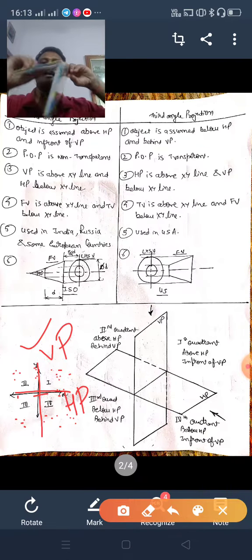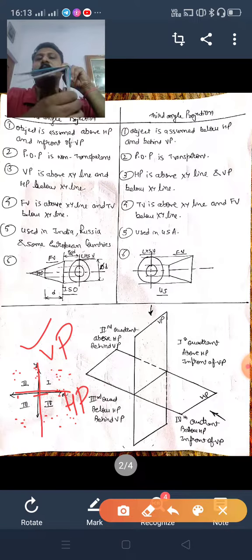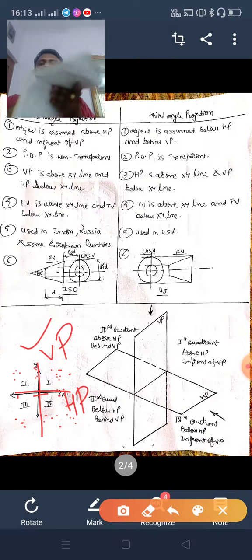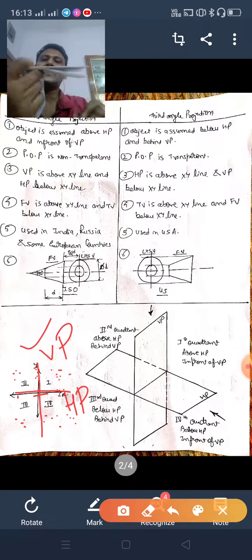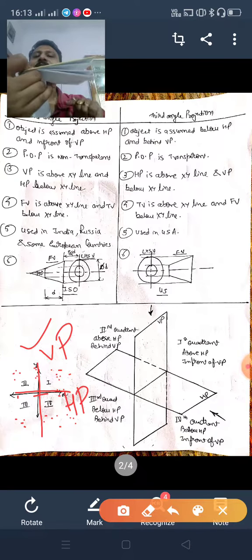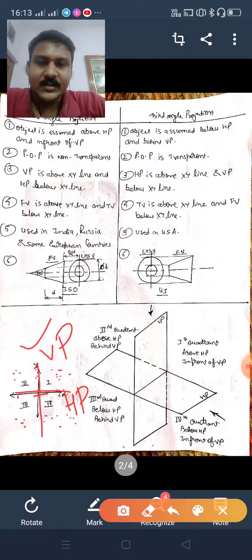Now this is the third quadrant, this is HP, this is VP. So this is in the third quadrant, below HP and behind VP. Now this is the fourth quadrant, this is HP, this is VP. So this is in the fourth quadrant, meaning below HP and in front of VP. So these are all 4 conditions. This I have already explained, and just now I have explained it again.